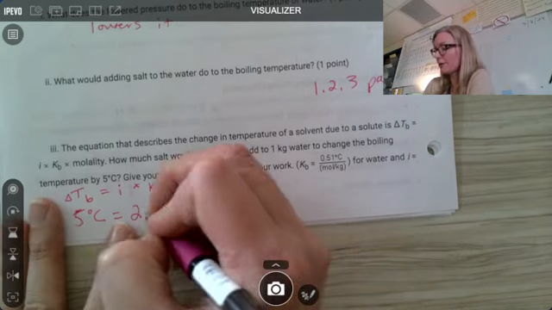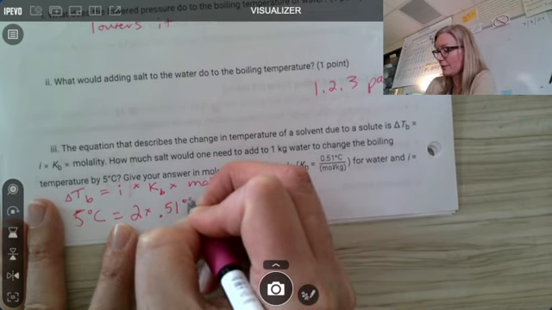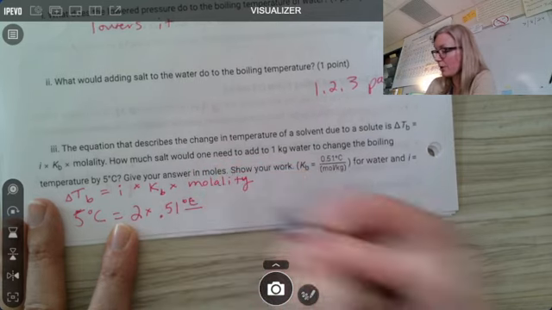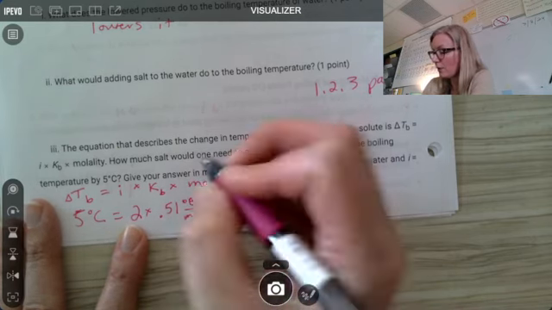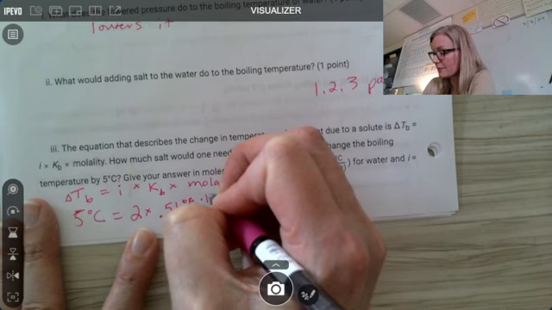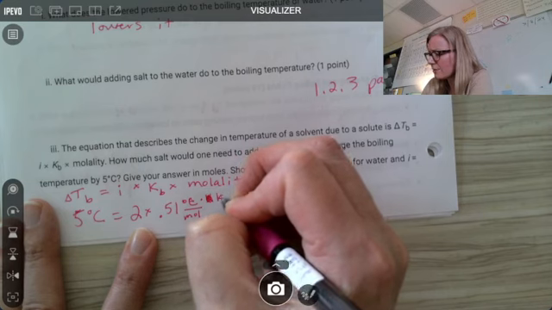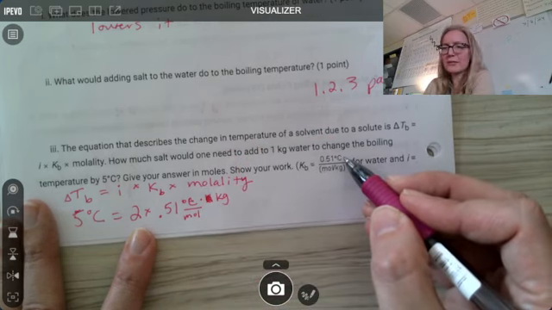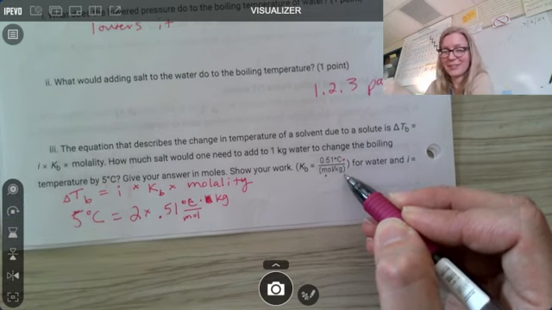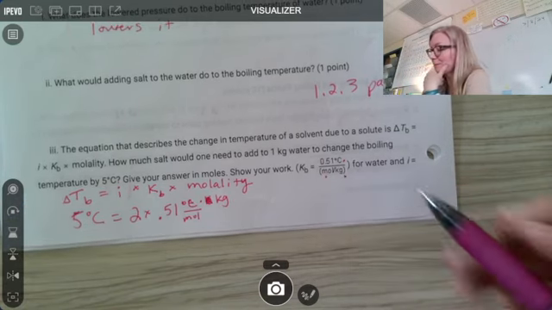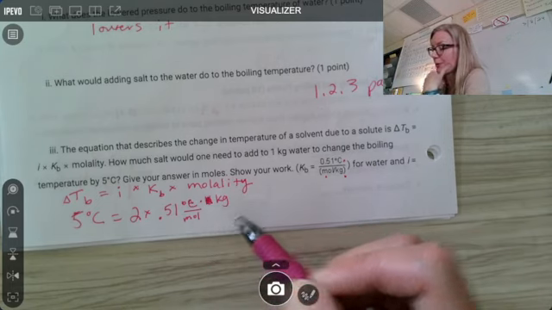So Kb for water is 0.51 degrees Celsius per mole, and this is actually times Kelvin, okay, or mole, oh sorry, this should be times kilograms. So degrees Celsius is on the top of the unit, moles is on the bottom, and kilograms is on the bottom of the bottom, which means you flip it to the top, okay? So it's 0.51 degrees Celsius times kilograms per mole.